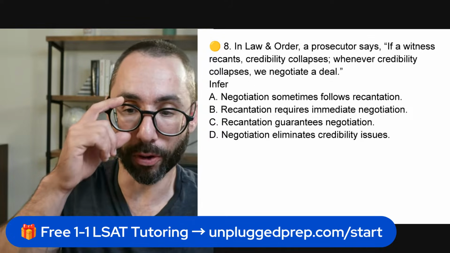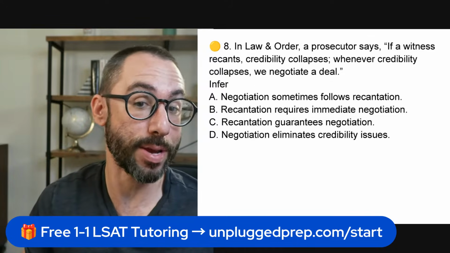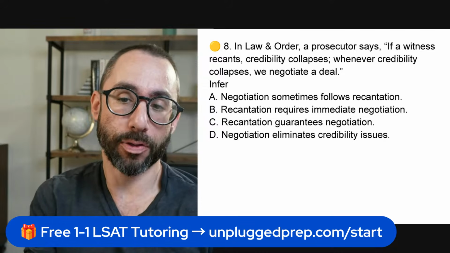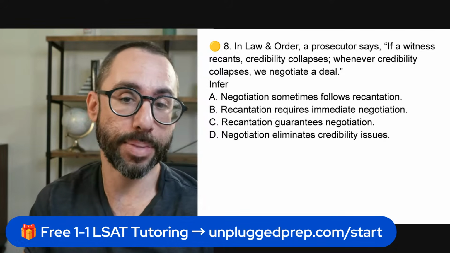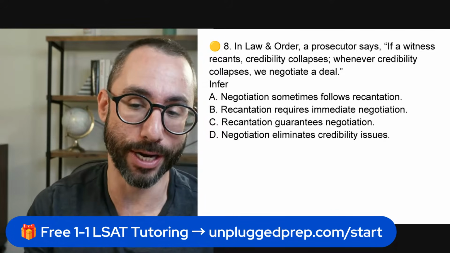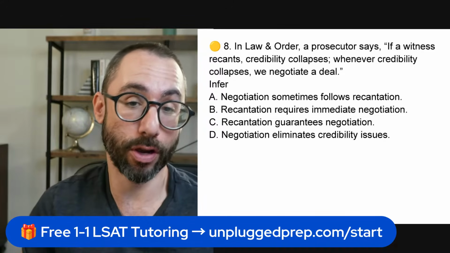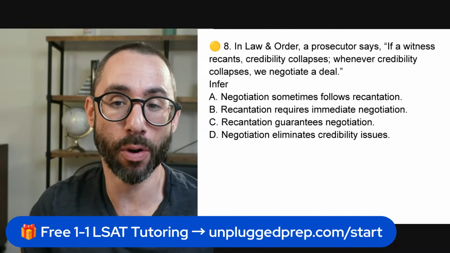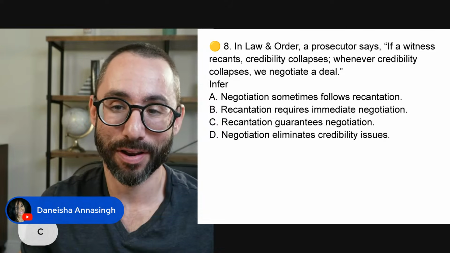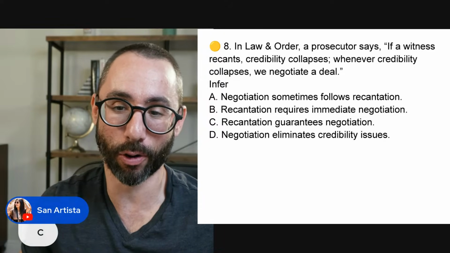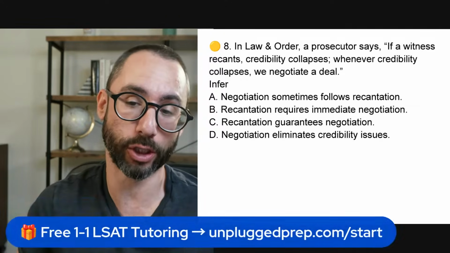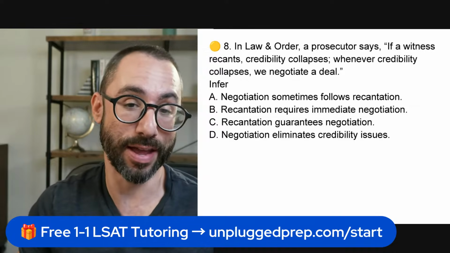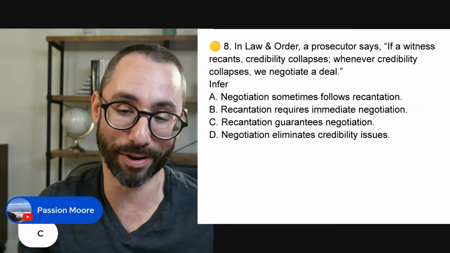A lot of folks starting to drop answers in here. Awesome. Note, by the way, that B and C are quite similar, but there's a key difference between them. B as in Bravo says immediate negotiation, which we did not have in the original, right? The original just said we negotiate a deal, didn't say it was immediate though. And I see a ton of folks getting this. Denisha, Feria, Zuli, Sanartista, Edward, Valentina, all saying choice C. Fantastic. The answer is in fact C. Well done. You're all getting the hang of it.